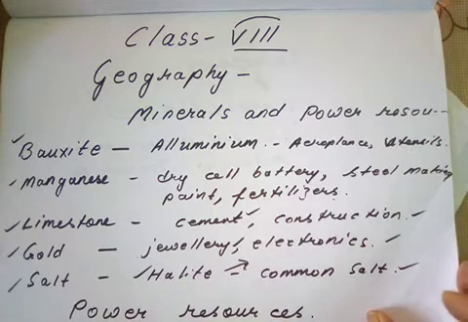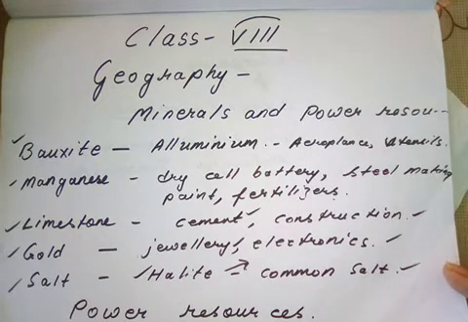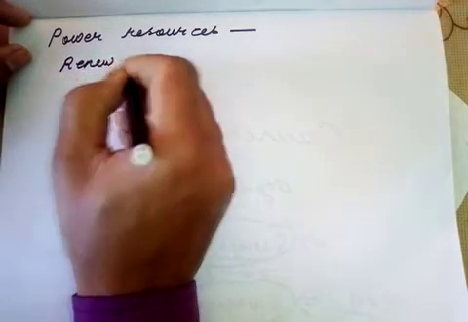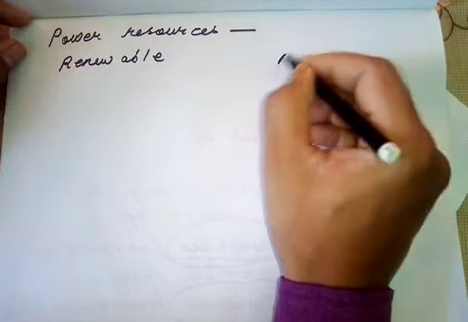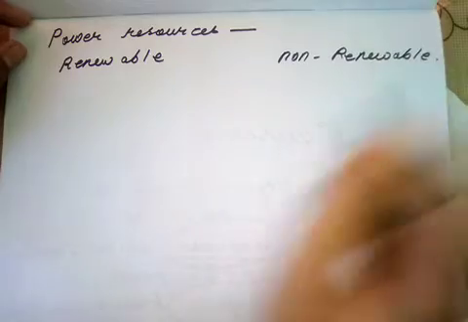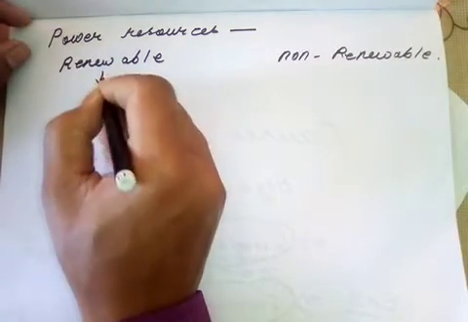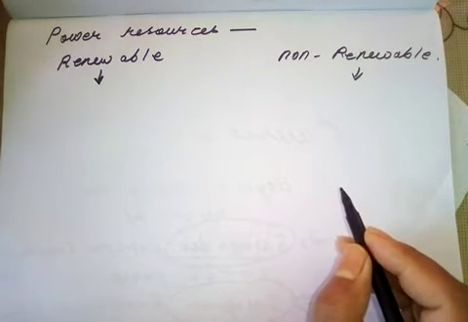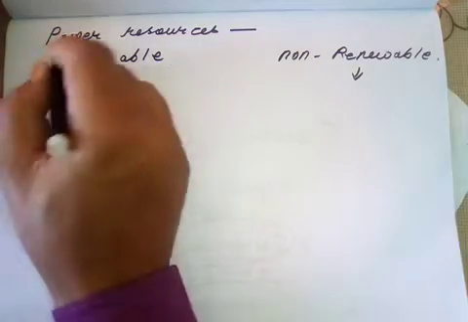Now let's continue with the power resources in this chapter. In power resources, we need to know that there are mainly two types of power resources. One is renewable and the other is non-renewable. Renewable we will discuss a little bit later, but let's first discuss non-renewable resources because we are well acquainted with these. Now power resource means what?